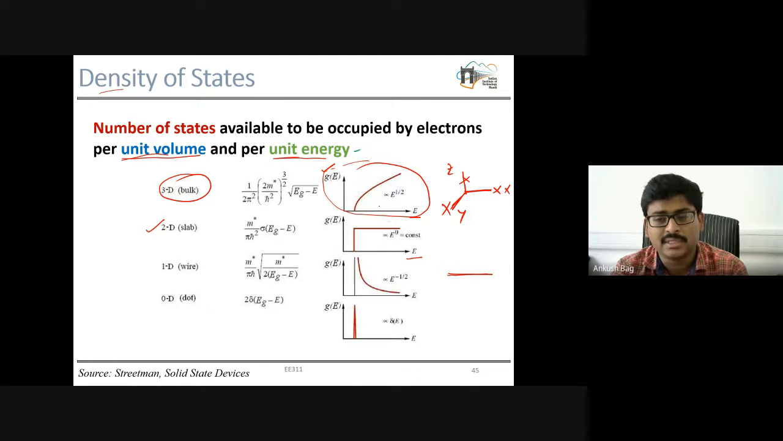So now from this distribution, you can easily guess that the number of carriers will be different depending on the dimension of the semiconductor. That means whether you have a 3D or bulk semiconductor, or 2D, 1D, or zero-dimensional semiconductor, the carrier concentration will be different because of this density of state variation.